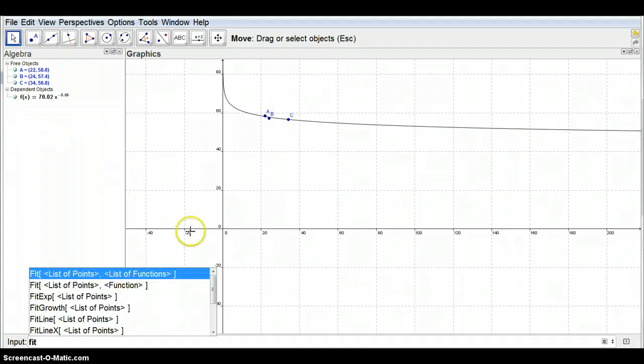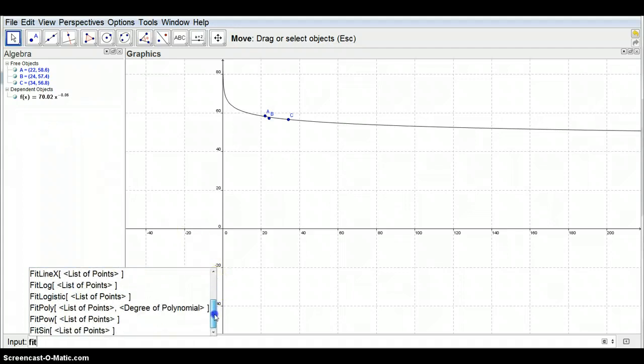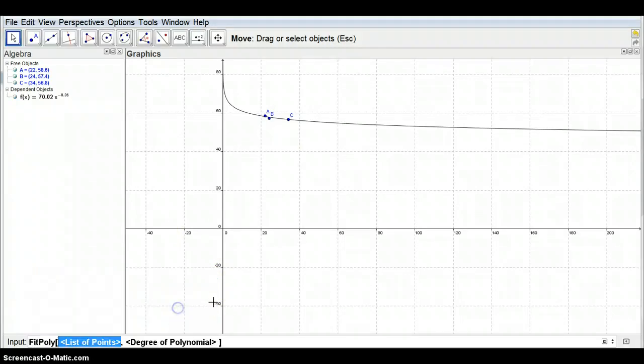If I were going to fit a polynomial to this, like a quadratic, I would go to fit poly. I would put in my list of points, A, B, and C. And then what I have to put in there from there would be my degree. So if I were going to try and fit a parabola to this, I would put 2 for my degree, type in enter, what do I get? Now we know our growth line is not going to look like that because it's not going to keep going up because we're setting records, it's going to keep going down.